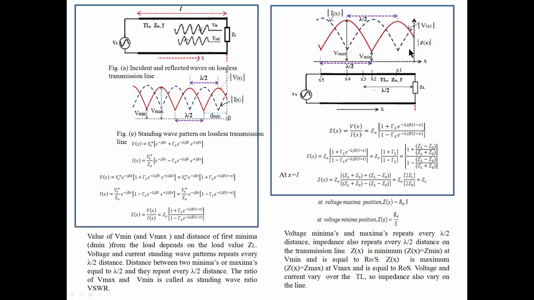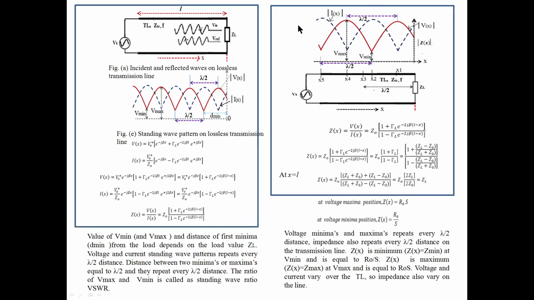Now, because the voltage and current variations are repeating every lambda by 2 distance, from one maxima to another maxima, or from one minima to another minima, the distance is lambda by 2. So all possible voltage variations are within this lambda by 2. Afterwards they simply repeat.